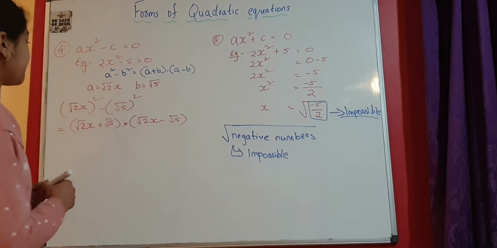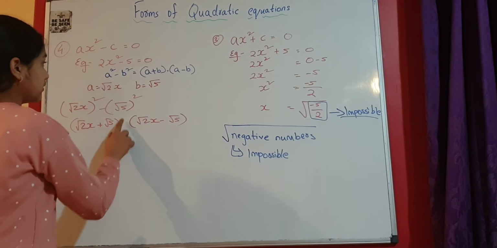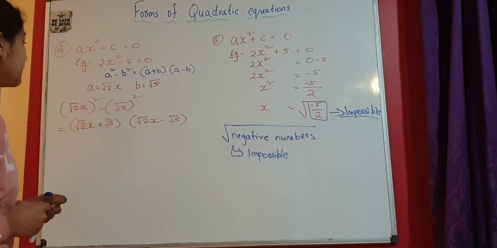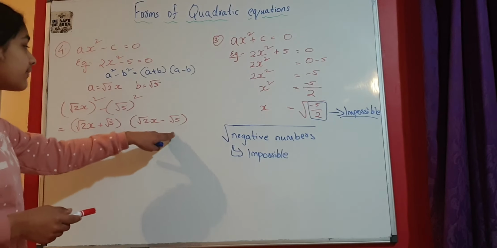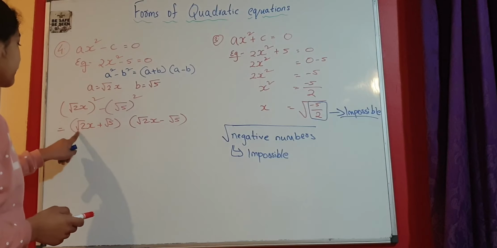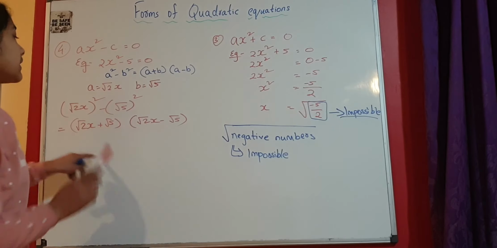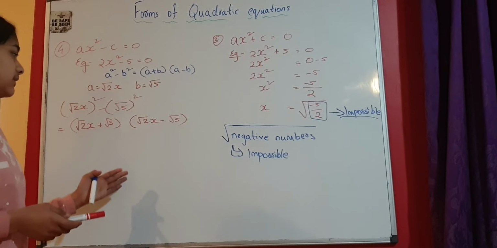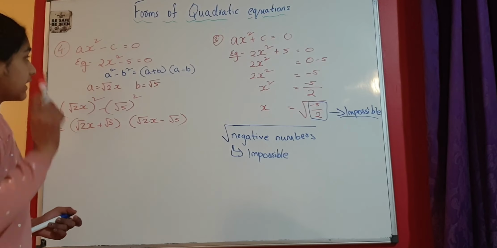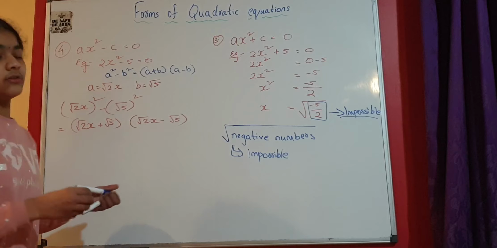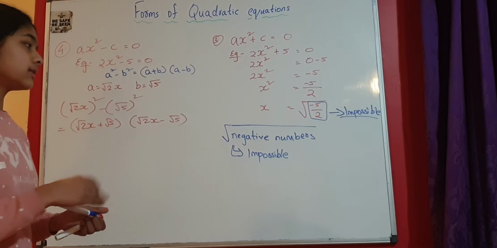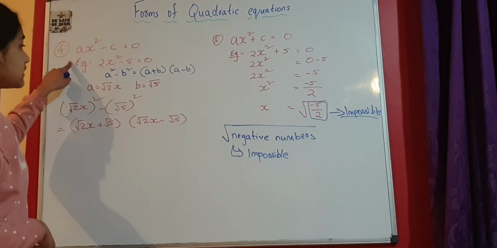So these are the factors of this equation: square root of 2x plus square root of 5, and square root of 2x minus square root of 5. If they ask you for factors, you can find them like that. If they ask you to find the value of x, you can just equate it to 0 and solve it. So this is the fourth method.